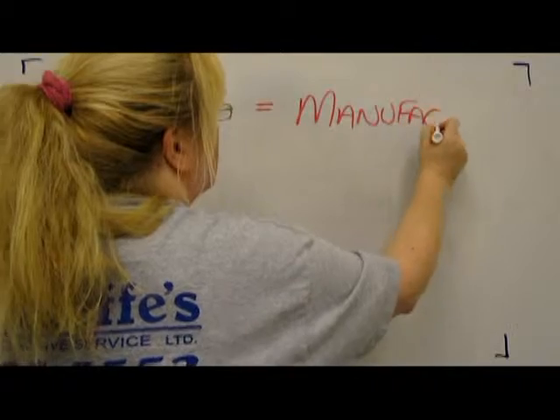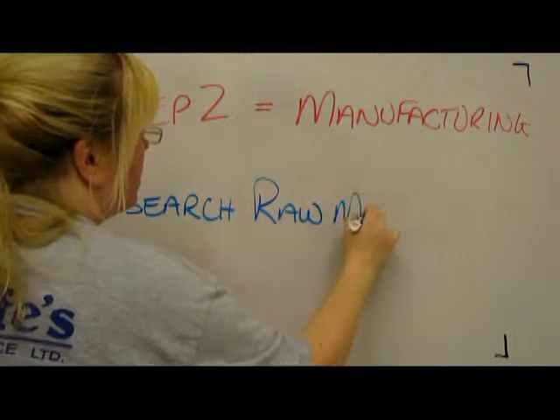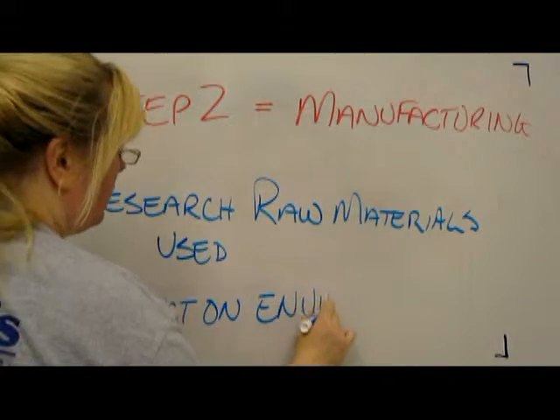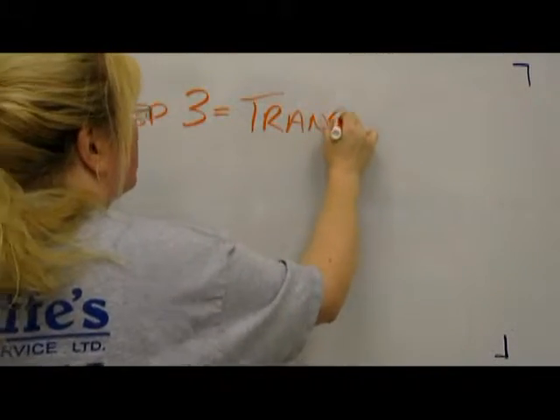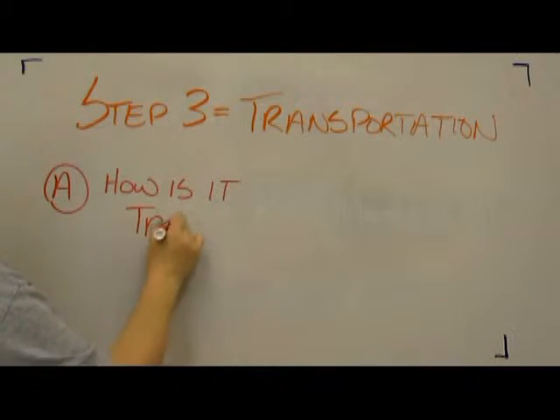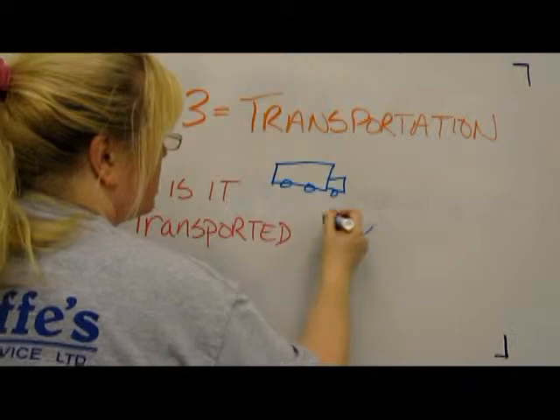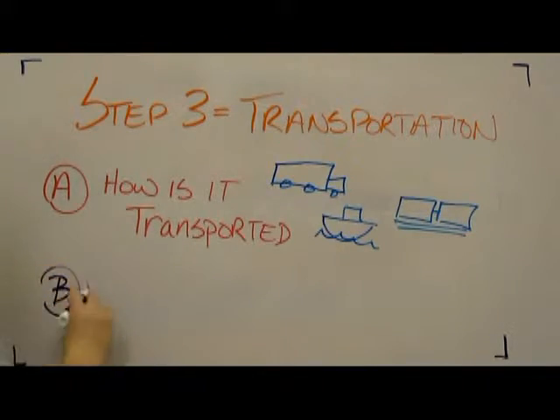Step 2, they're going to look at manufacturing. So what raw materials were used? And again, what impact does this have on the environment? Because that's what this is all about, the impact on the environment and what they're looking at. Step number 3 is transportation. So first off, how was it transported? Did they use a truck? Did they use a boat? Did they use a train?